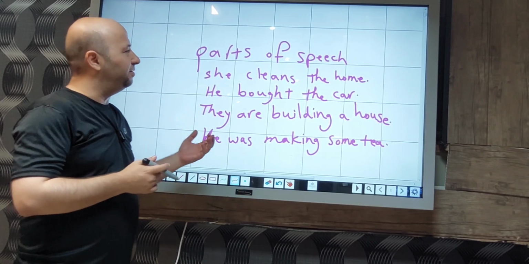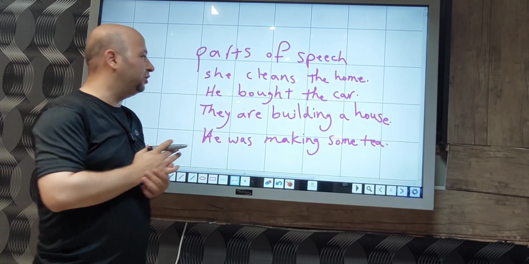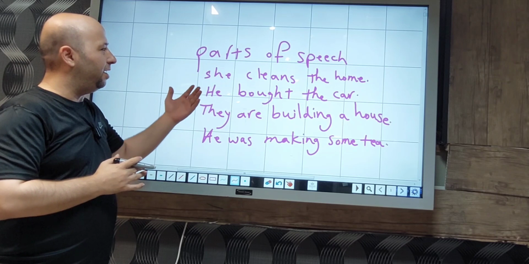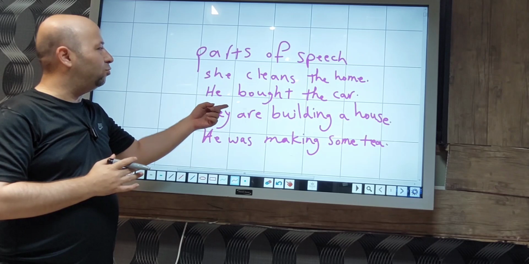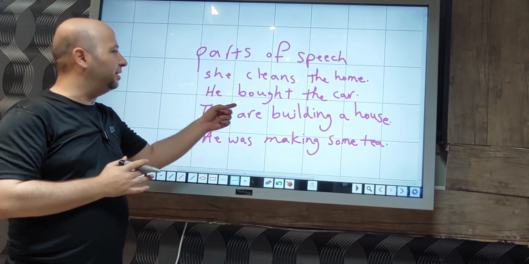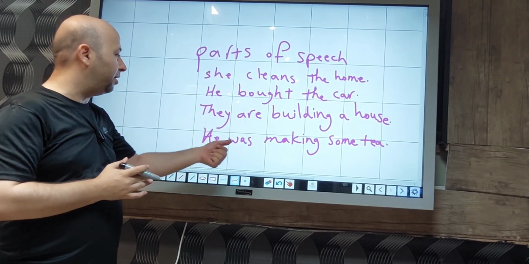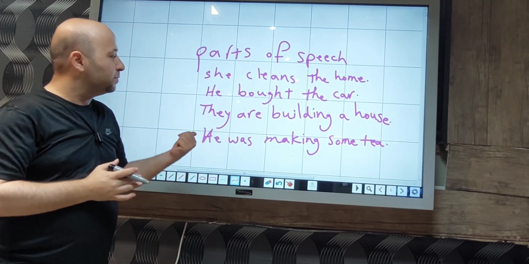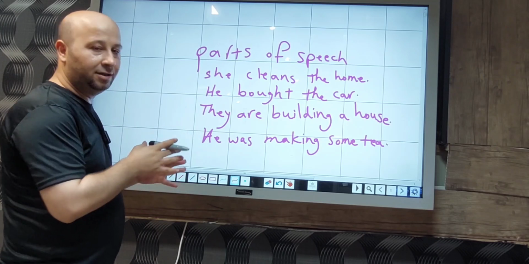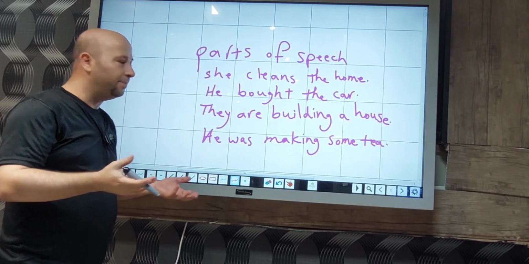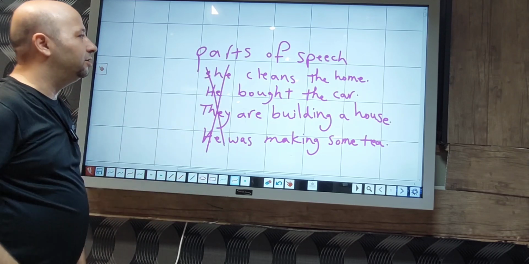I have written some examples for you. I want to practice passive voice with you a little bit. The first one is simple present, the second one is simple past, the third one is present continuous, and the last one is past continuous. As you can see, they're all in active form, so we know what he's doing and we know about the doer. We want to make these sentences passive.